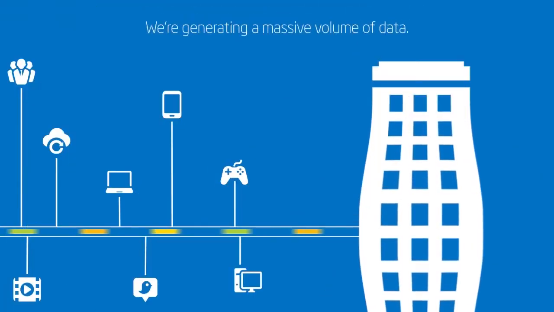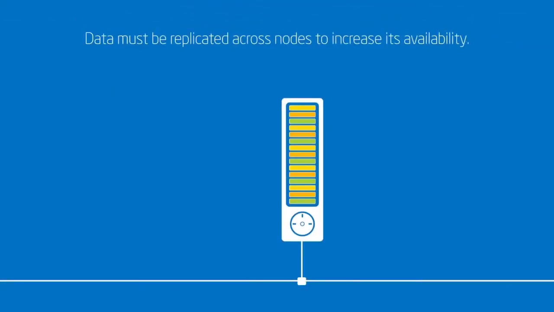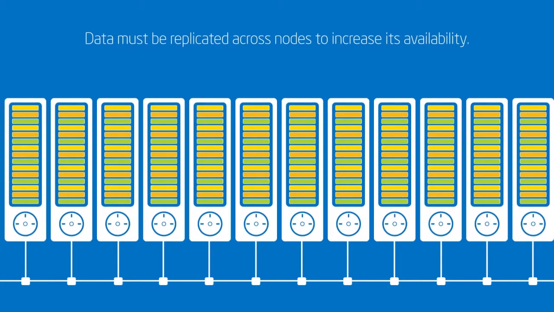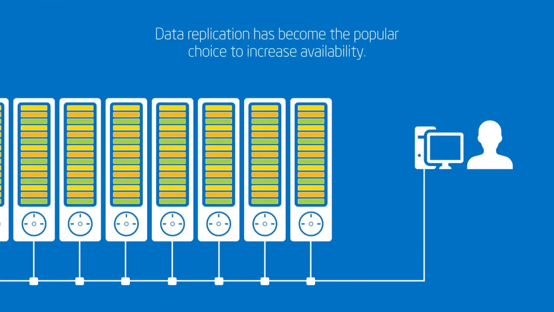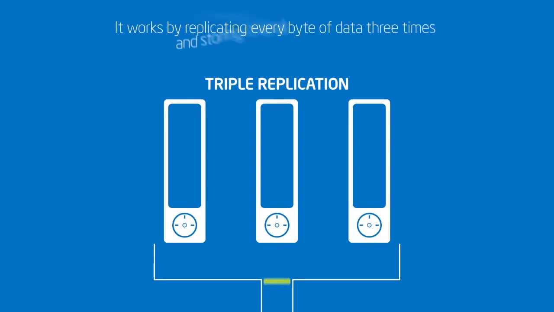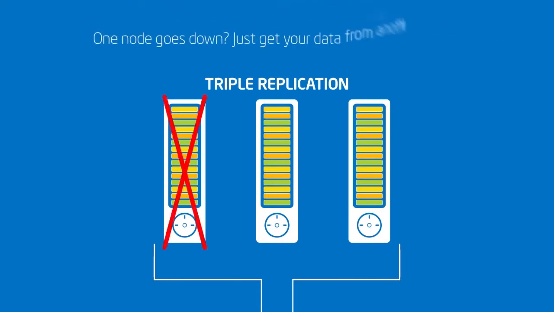We're generating a massive volume of data. Data that has to be stored and replicated, so it's always available to meet our ever-demanding expectations. Data replication has become the popular choice to increase availability. Take triple replication. It works by replicating every byte of data 3 times and stores each copy on a separate node. One node goes down, just get your data from another node.